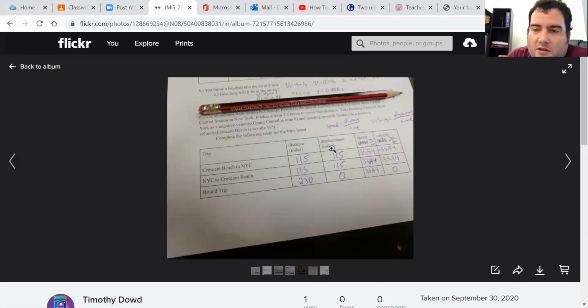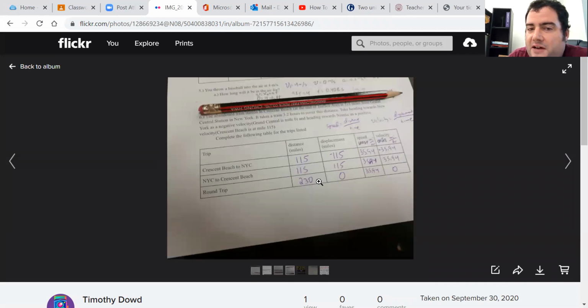Last thing we're doing is really the definitions of distance, displacement, speed, and velocity. Basically distance and speed are agnostic about direction, whereas displacement and velocity care. So we're calling the westbound trip to New York City the negative direction, and the eastbound trip to Niantic the positive direction. And in each case, New York and Niantic are 115 miles apart. That's their distance. But they have a different displacement on these two trips because displacement cares about direction. So going west is negative 115.